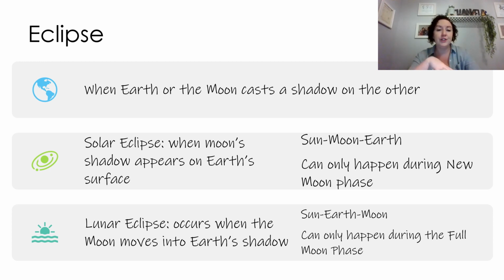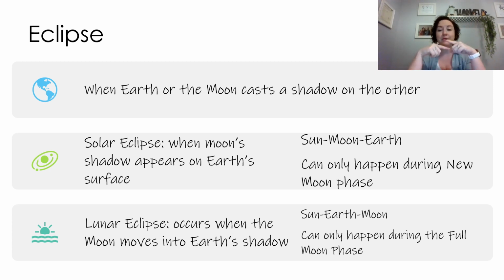So first, let's talk about solar eclipses. This is when the moon's shadow appears on Earth's surface. So the order has to be sun, moon, Earth. So the moon gets caught in between. This can only happen during a new moon phase. Now, if you think about it, it can only happen during a new moon phase because if you think of how our lunar phases work, it has to go sun, moon, Earth in order to have a new moon because the side of the moon that's being illuminated is facing away from us.